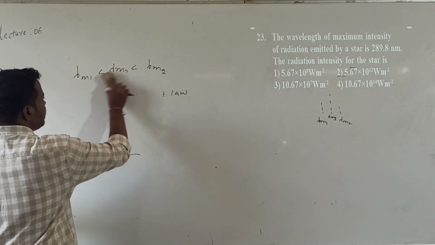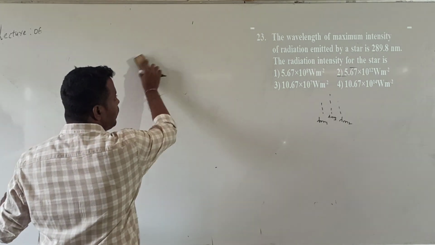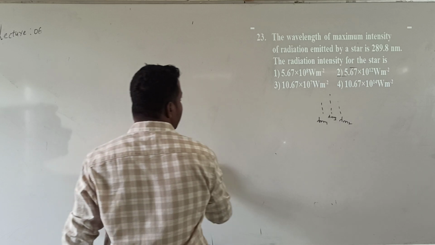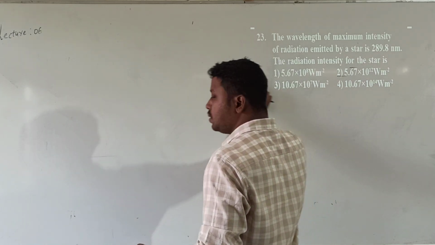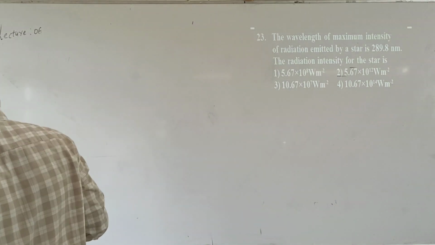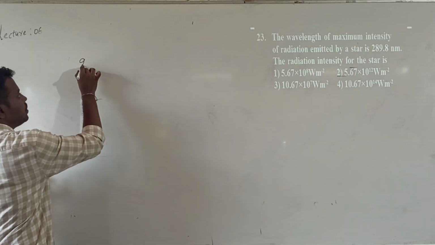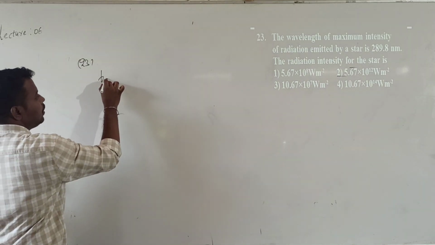Next, question number 23. The question is about the wavelength of the maximum intensity of the radiation emitted by a star. They have given the wavelength of the maximum intensity. In the 23rd question, what is the lambda M value?